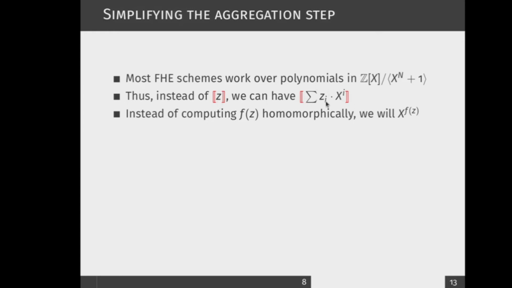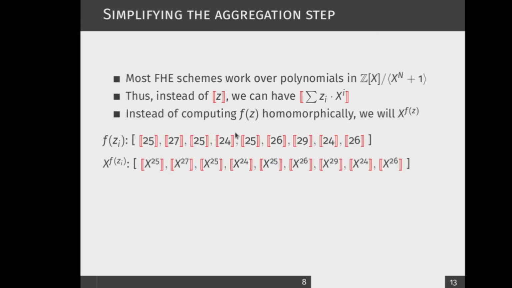So we can encode several integers z_i in the coefficients of this polynomial. Now, let's say that instead of computing homomorphically f of z, we can compute x to the power of f of z. What happens then? Well, before we had a list of encrypted values like this, now we have a list with x to the power of these values, right?